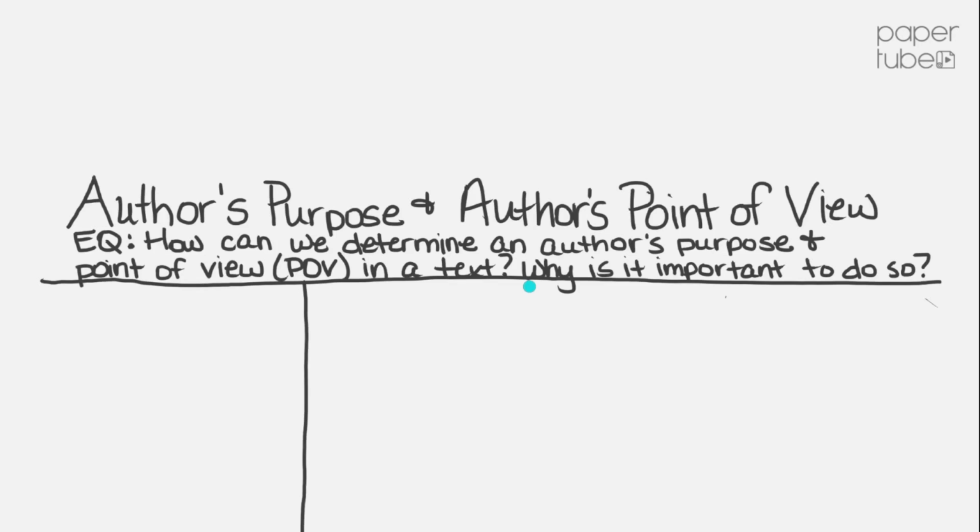Alright guys, today's video is about author's purpose and author's point of view. We've talked a little bit about author's purpose already. We're going to build on what we learned before, and the essential questions that we're going to be exploring for these concepts is how can we determine an author's purpose and point of view, or POV, in a text? Why is it important to do so?